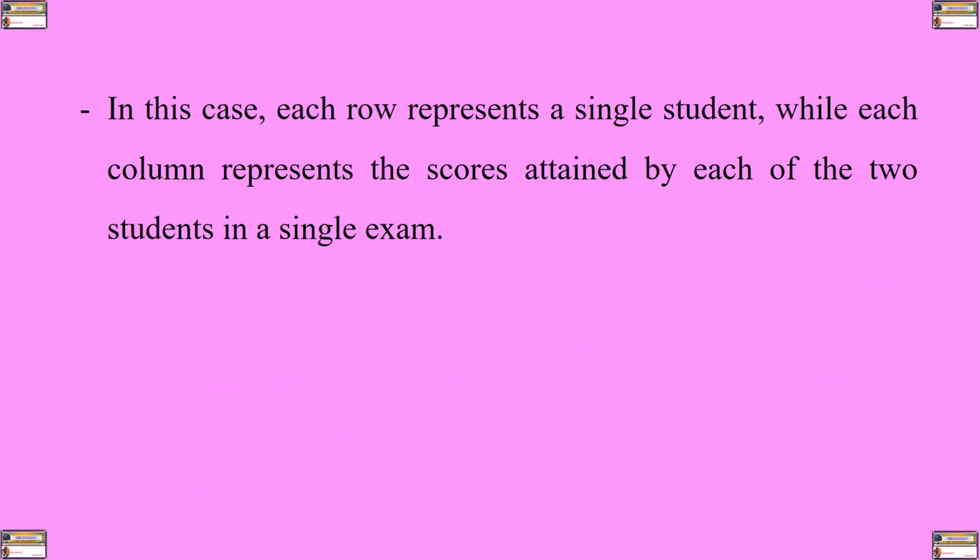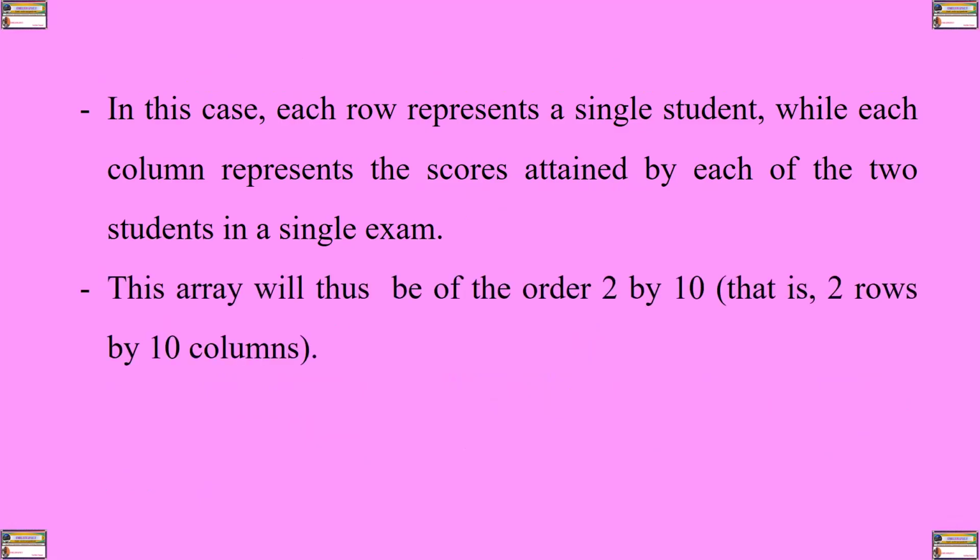So in this case, just as I've said, each row will represent a single student with a number like 1 or 2, and each column will represent the scores attained by each of the 2 students, but not in a single exam. Now, it's not a must that it be a single exam, but you must be able to identify what the scores entail. This array will therefore be of the order 2 by 10.